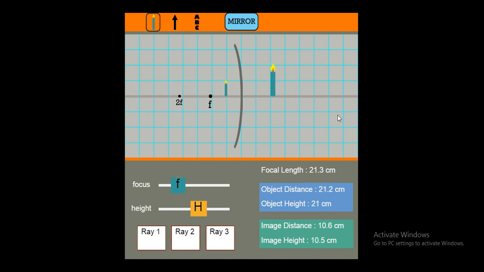Okay, now let's identify the images formed by convex mirrors. This is the convex mirror, and this is the object. Then to find where this image is formed, we can use two types of rays. This is ray 1. It also starts from the top of the object and travels parallel to the principal axis, incident on the mirror. After the reflection, it goes through F. This one.